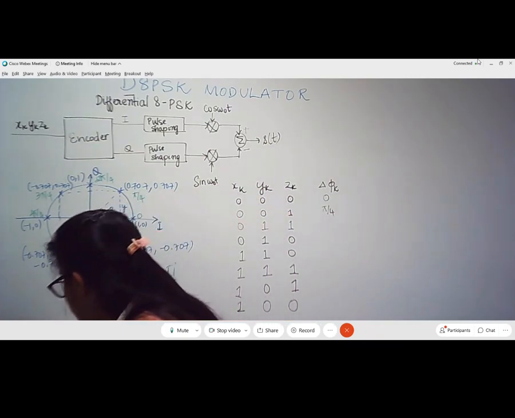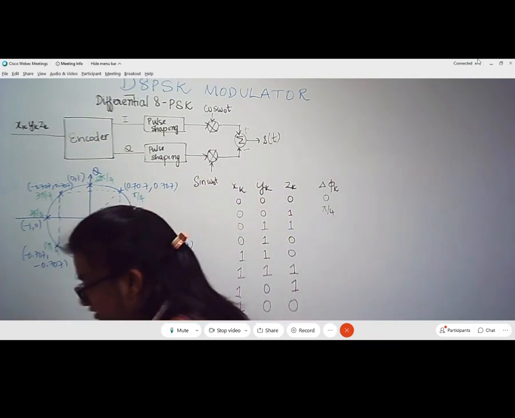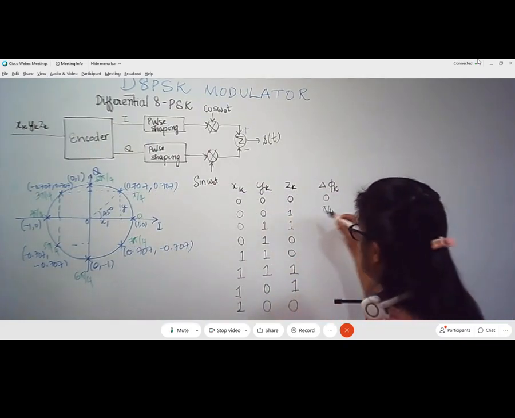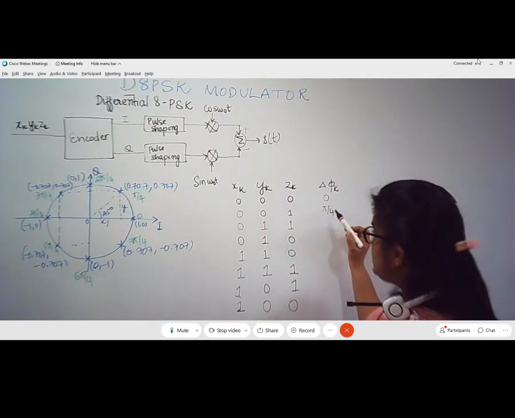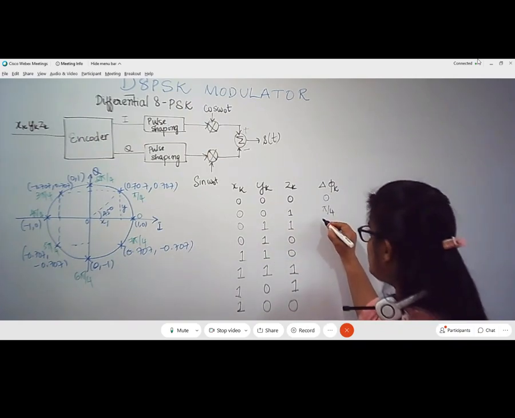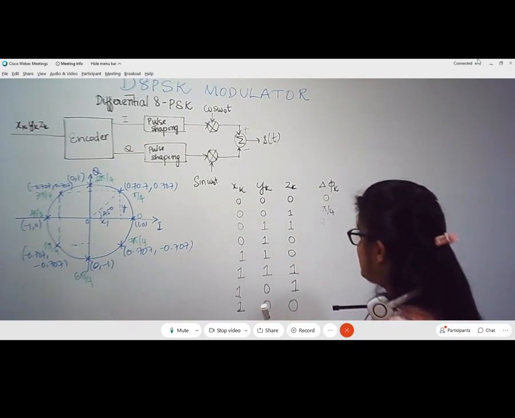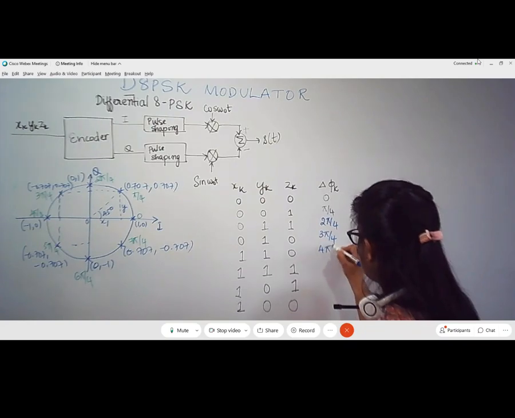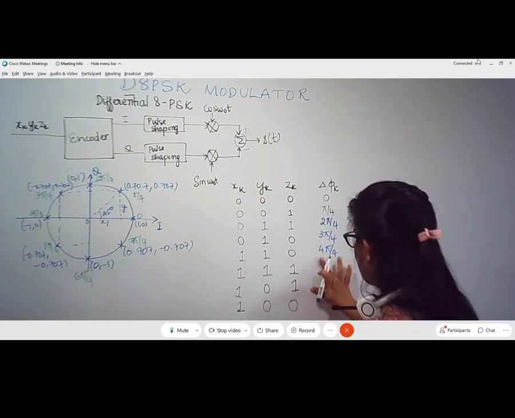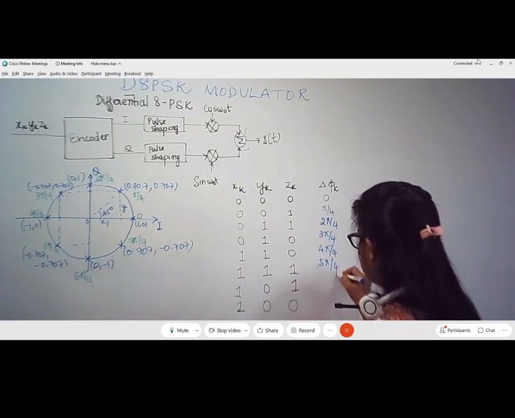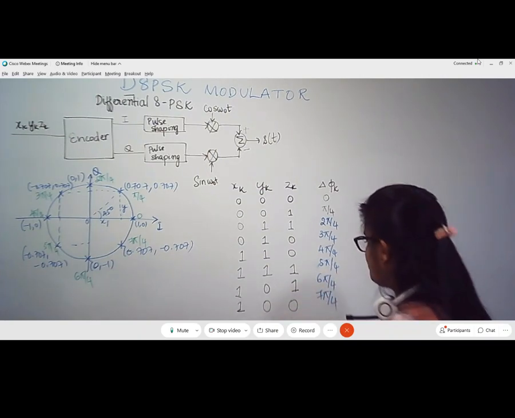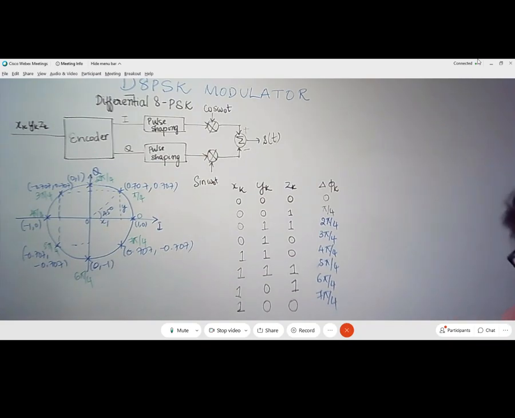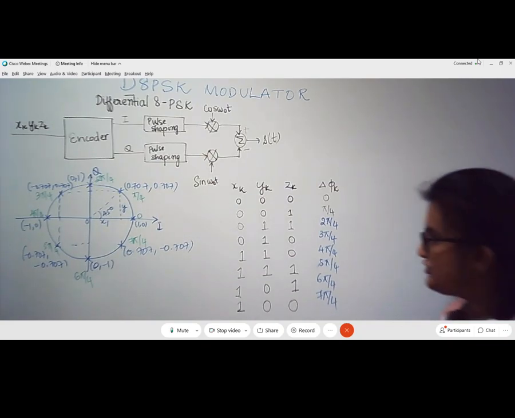I have written this. Now I am going to assign the phases for the bit combinations. For all zeros it is 0 phase. For 0 0 1, pi by 4. Then the next phase assignments are 2 pi by 4, 3 pi by 4, 4 pi by 4, 5 pi by 4, 6 pi by 4, 7 pi by 4. Okay, so these are the phase assignments for the individual bit combinations.